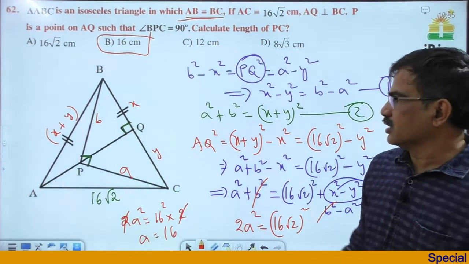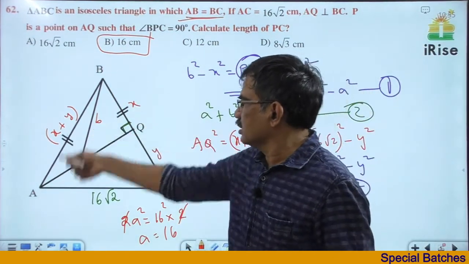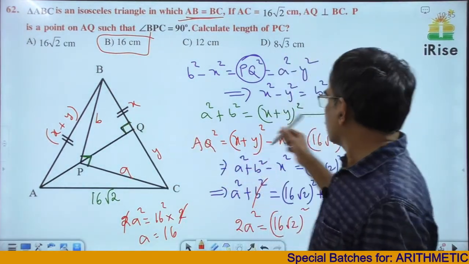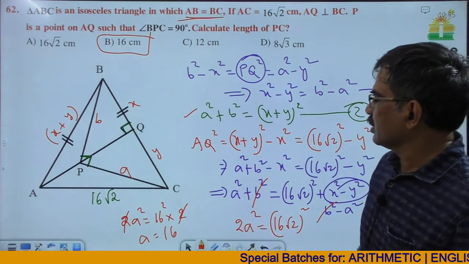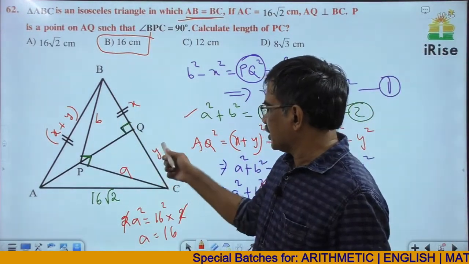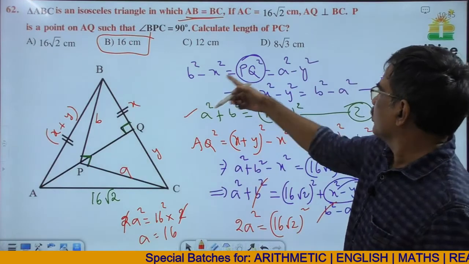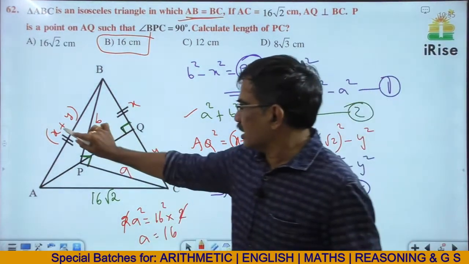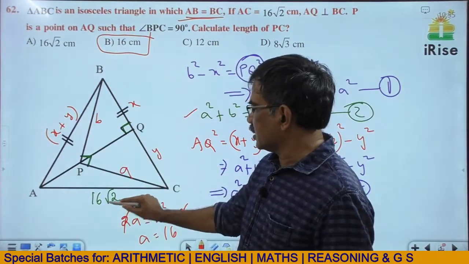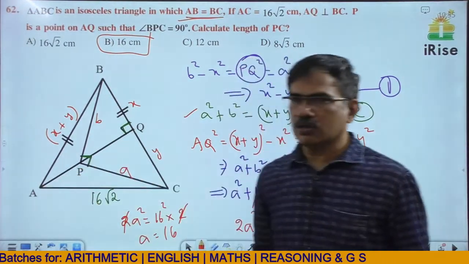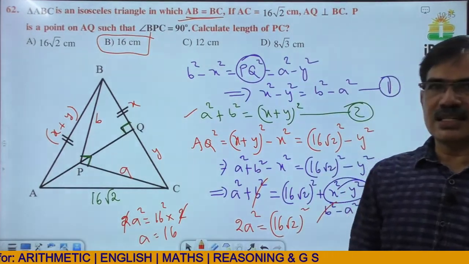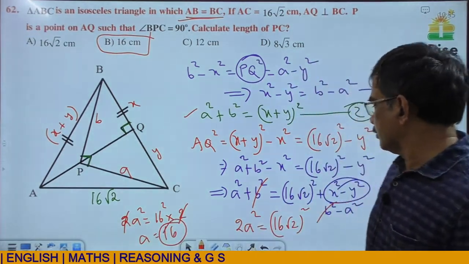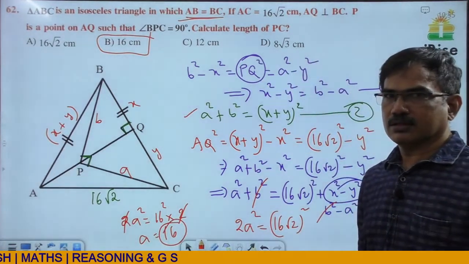3 right angle triangle conditions. Sorry, this is a right angle triangle. This is also a right angle triangle. a square plus b square is equal to (x plus y) whole square. This is condition 1. b square minus x square is same as a square minus y square, which is equal to (p plus q) whole square. Similarly, (x plus y) whole square minus x square is same as (16 root 2) whole square minus y square, which is equal to aq square. So using these 3 conditions, we can get the answer for this question. So answer is 16. Okay, understood?